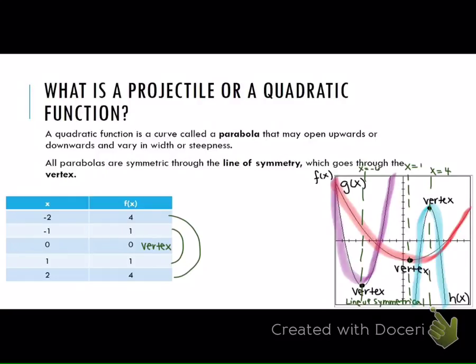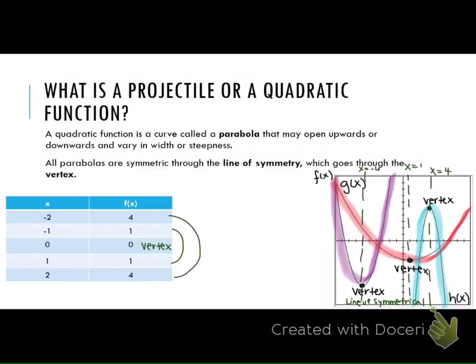Okay, what questions do you guys have there? Okay, if there are no questions, moving on to the next slide. It's a lot of definitions today because it's a new unit and you don't know what a quadratic is.